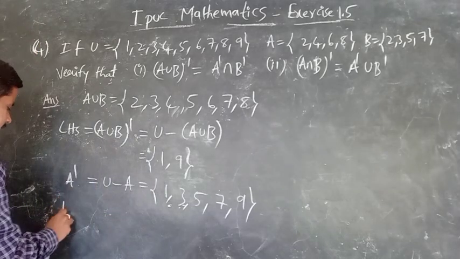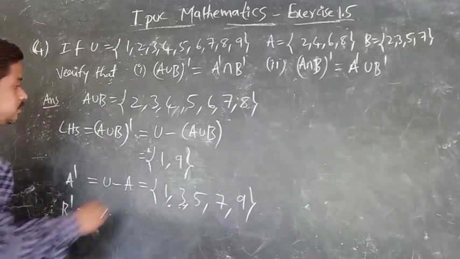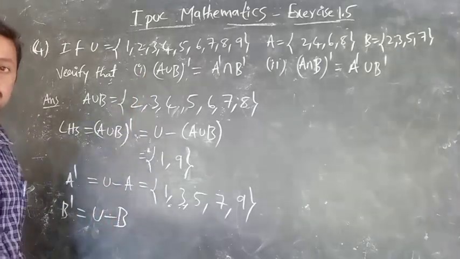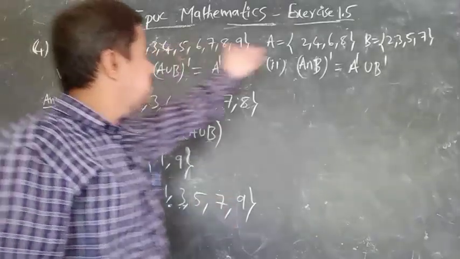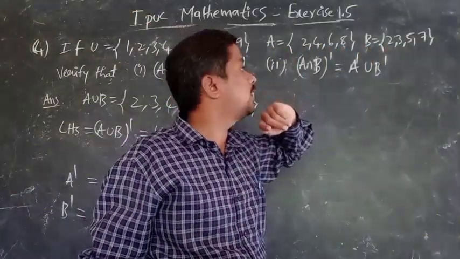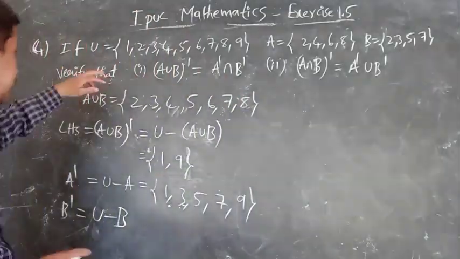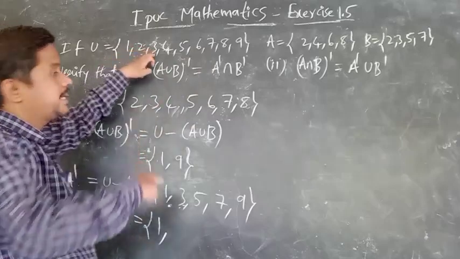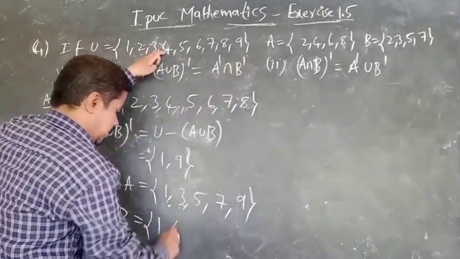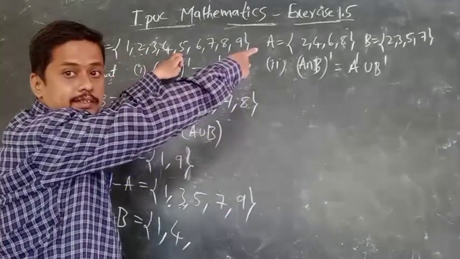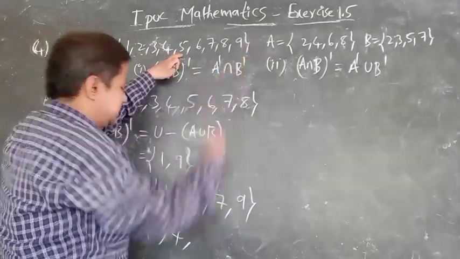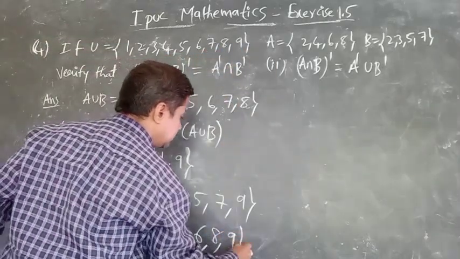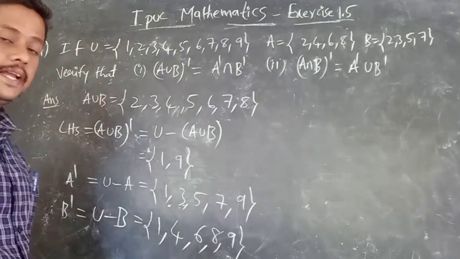Next, B'. B' is equal to U minus B. You have to eliminate the elements 2, 3, 5, 7. So we write 1. 2 is eliminated, so don't write. 3 is eliminated, don't write. 4, write down. 5 is eliminated. 6, write down. 7 is eliminated, don't write. 8, 9, write those. Like that you have to write for A' and B'.